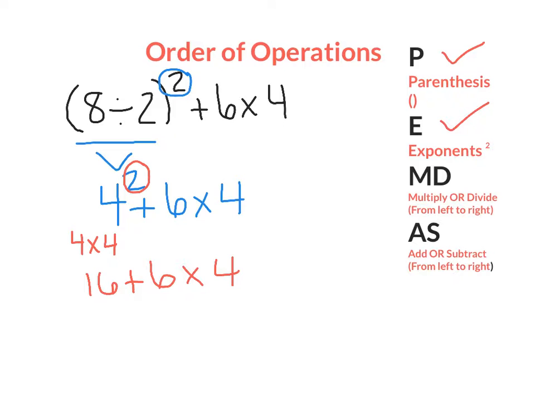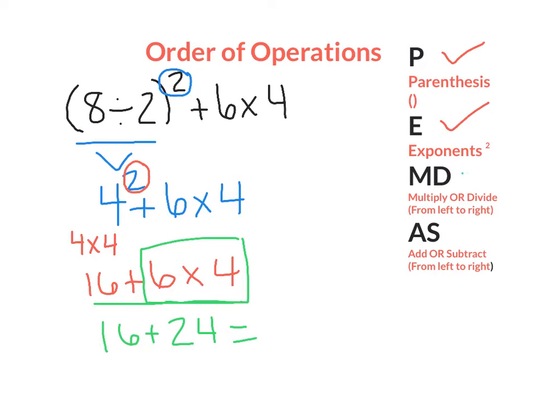Now I'm on to my multiplication or division. Okay, I'm looking right here. There's no multiplication or division. Keep going. There's a multiplication problem. I have to solve this before I can add over here. 6 times 4, 24. And now I just bring down my 16 plus. Took care of my multiply and divide.